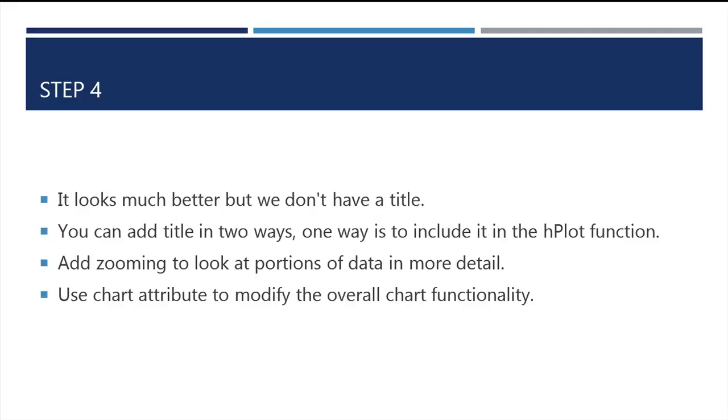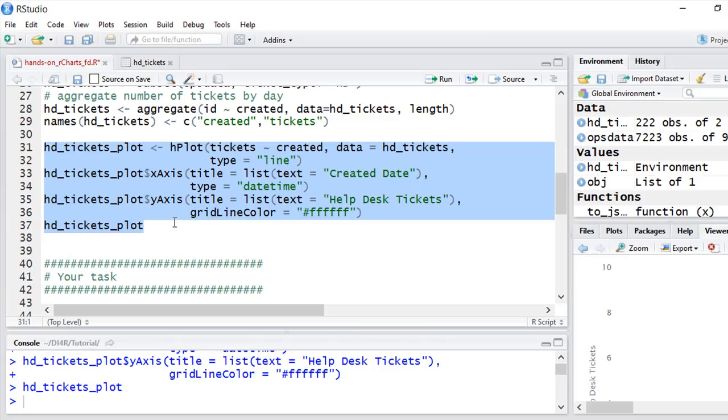You can add a title to the chart in 2 ways, and one of them is to include it into the hplot function itself in our first line. We will also want to add zooming to the chart so we can look at portions of data in more detail. For that, you will use the chart attribute. So let's go back to RStudio, add a new line.